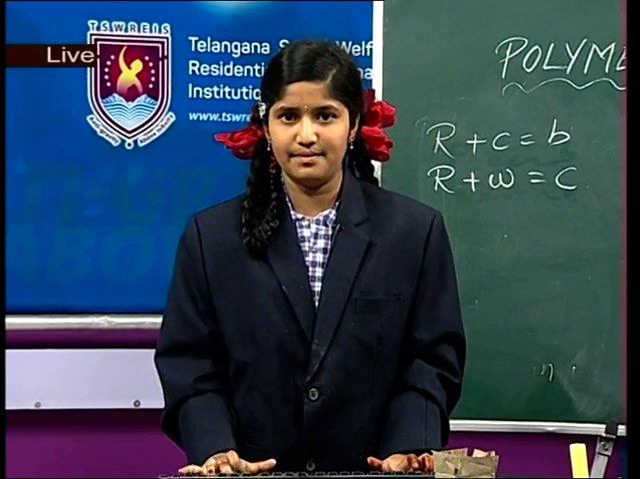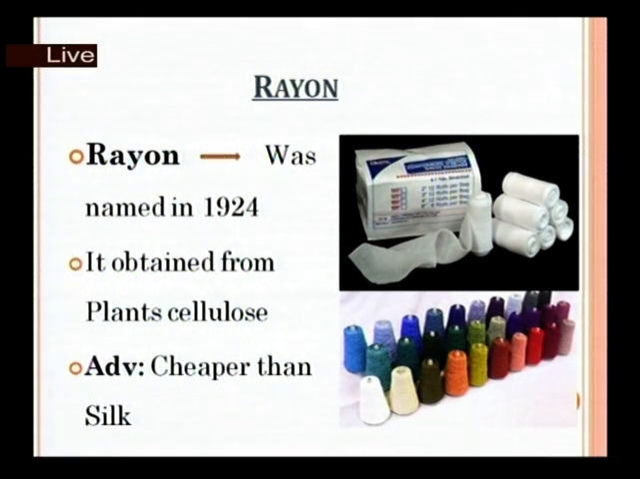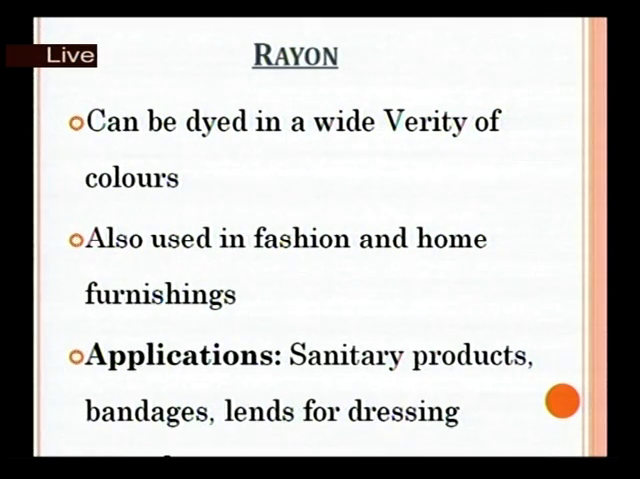So see on your slide. Rayon was named in 1924, and rayon is obtained from plant cellulose, and the advantages of rayon are: cheaper than silk, and rayon can be dyed in a wide variety of colors, and also rayon is used in fashion and home furnishing. And for applications, rayon is made into some sanitary products like bandages, linens for dressing wounds. Okay friends, have you understood about rayon?